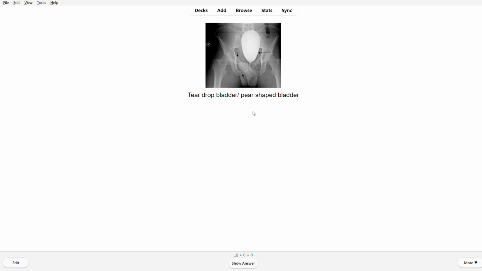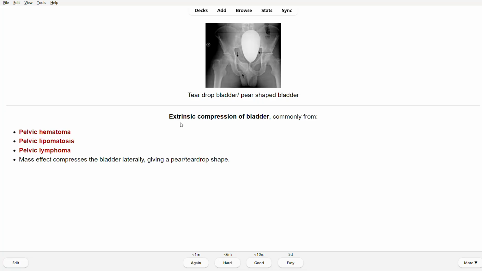Teardrop bladder or pear-shaped bladder is seen in which conditions? It is seen in any condition that causes extrinsic compression of the bladder, namely pelvic hematoma, pelvic lipomatosis, pelvic lymphoma, and any mass effect which compresses the bladder laterally, giving a pear or teardrop shape.